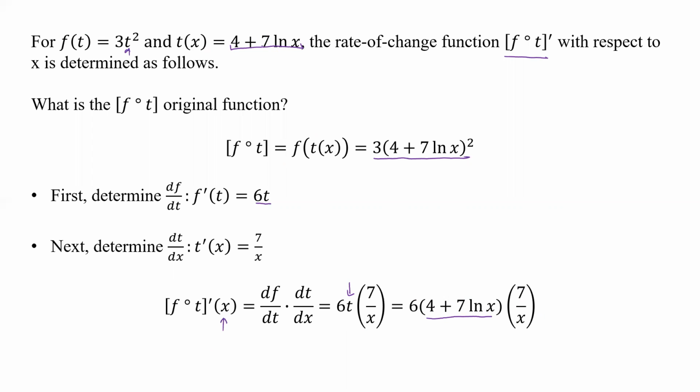You know, that's the t. We got the 6 from coming here and getting that. And then we took it times the t. And then we have 7 over x, which was the derivative of that. So that's where I would leave it at this point.